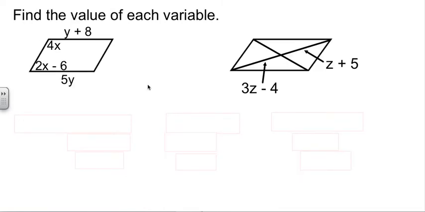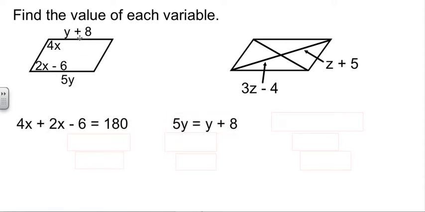So let's do a couple more problems, and then we'll get to a fun proof, and then we'll see where we end up. They want us to find the value of each of the variables here. Well, we know these two are equal to each other because they're opposite sides. So 5y is equal to y plus 8. Subtract the y over and divide, and we get what y is.